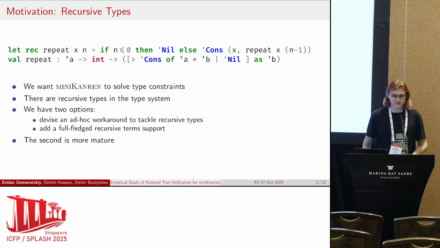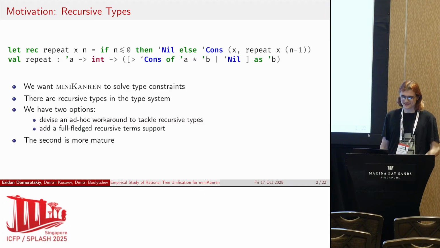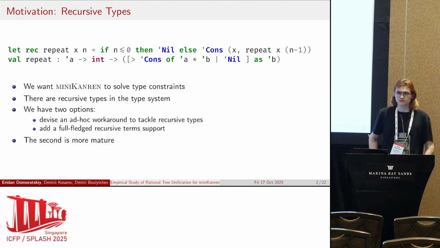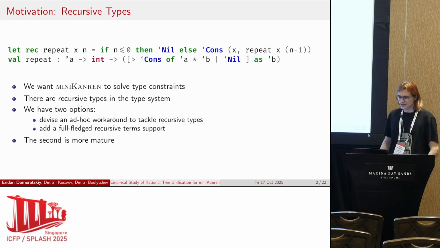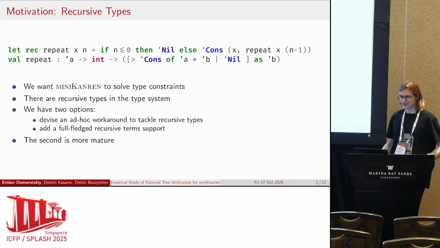Motivation. Our motivation is simple. We just want to use miniKanren to infer recursive types. And we have globally two options. One of these is just to re-implement unification in terms of miniKanren, and the second one is to extend the miniKanren interpreter.